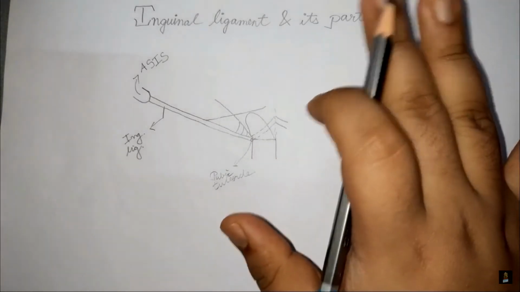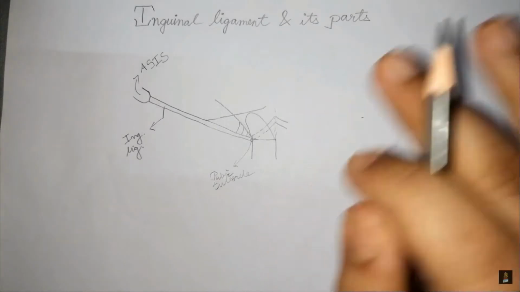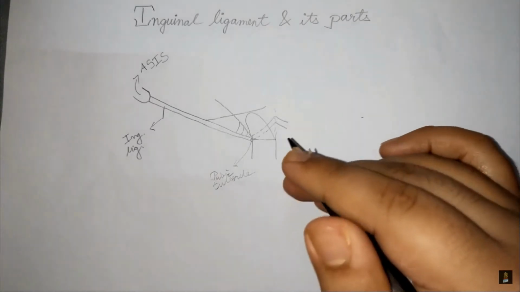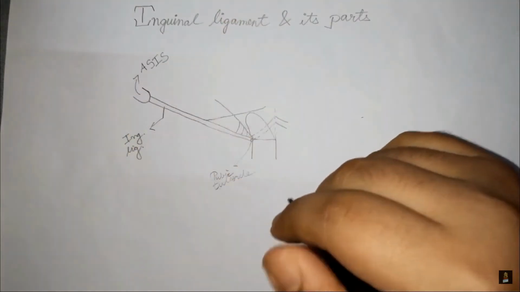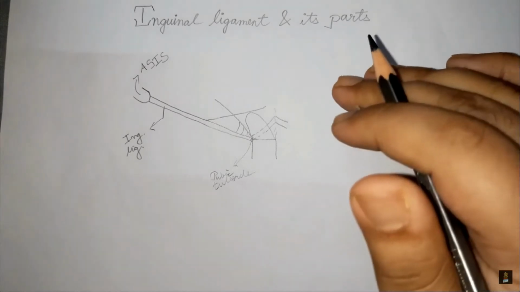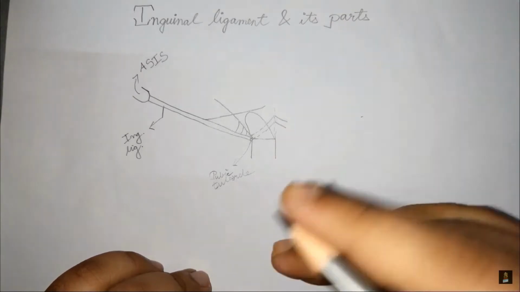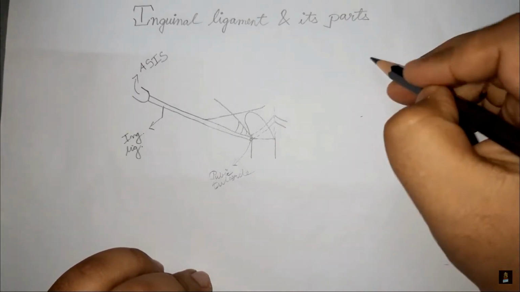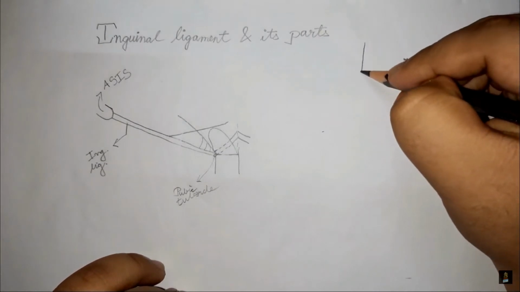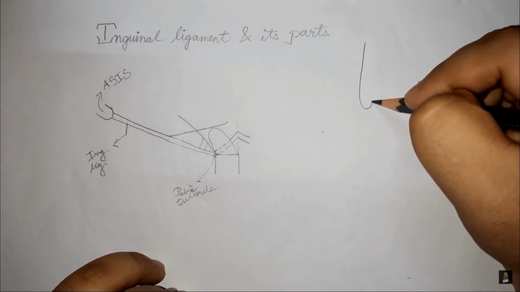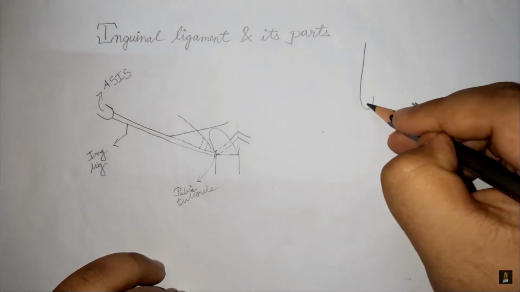So far so good, pretty easy to understand, right? Now try to understand this. The inguinal ligament is formed by the upturned folding of the external oblique muscle. If we take a sagittal section, very roughly speaking, we will see that this is the external oblique which is coming down, down, down, and then it is folding like this. This region is the inguinal ligament.